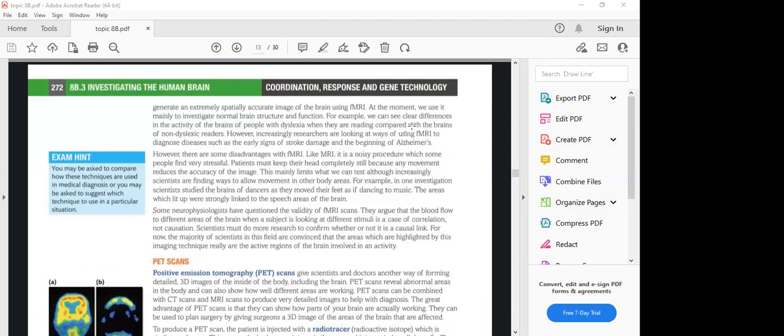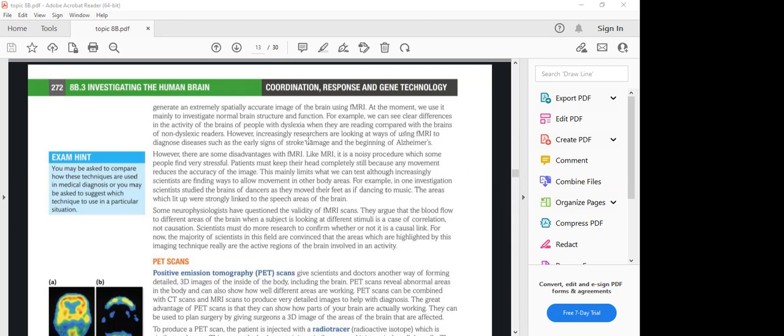For example, we can see a clear difference in the brain activity of people with dyslexia when they are reading, compared with the brain of non-dyslexic readers, meaning those who have a reading problem, right? It is becoming increasingly precise.